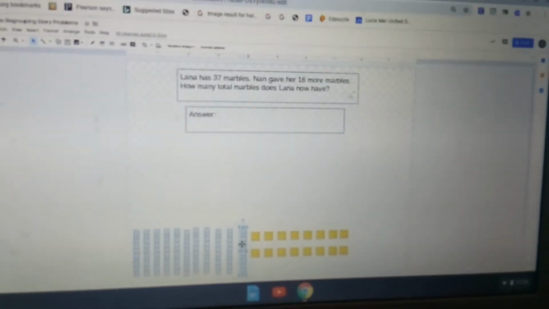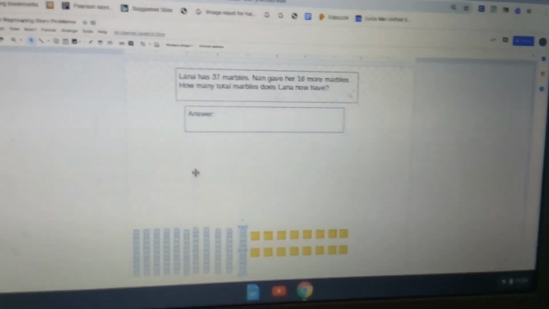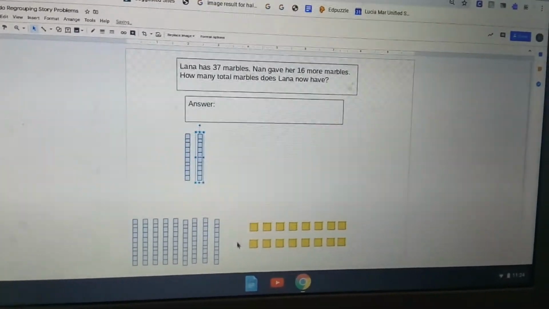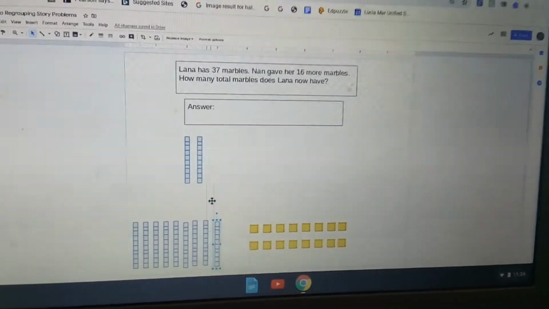3, because there's a 3 in the tens place. So let me pull up 3. You can count with me. And I'm going to count by tens. 10, 20, 30.